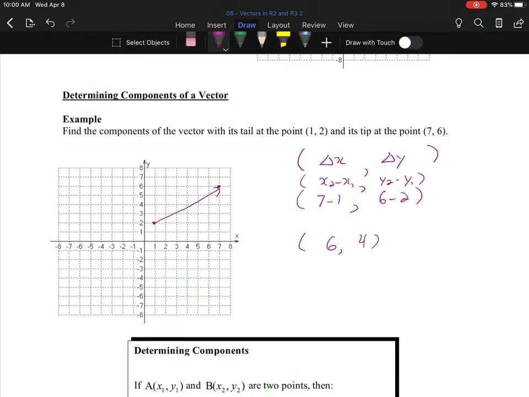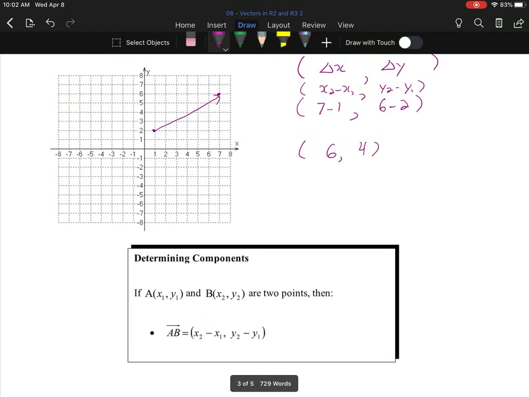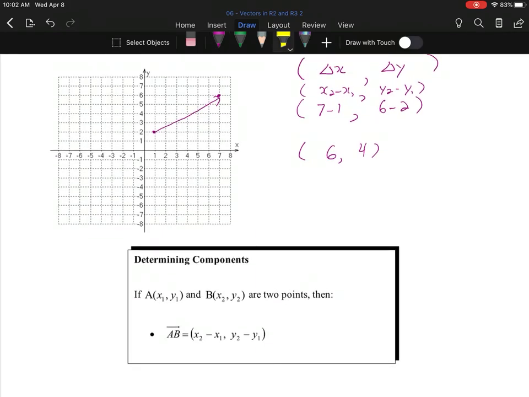Maybe you could have just looked at it and seen that, but we're going to be moving forward to 3 dimensions and so on. So we're going to want a system here. And the system, to find a vector AB, is just subtract the x's to get the x component, subtract the y's to get the y component. That example there shows exactly why that works.